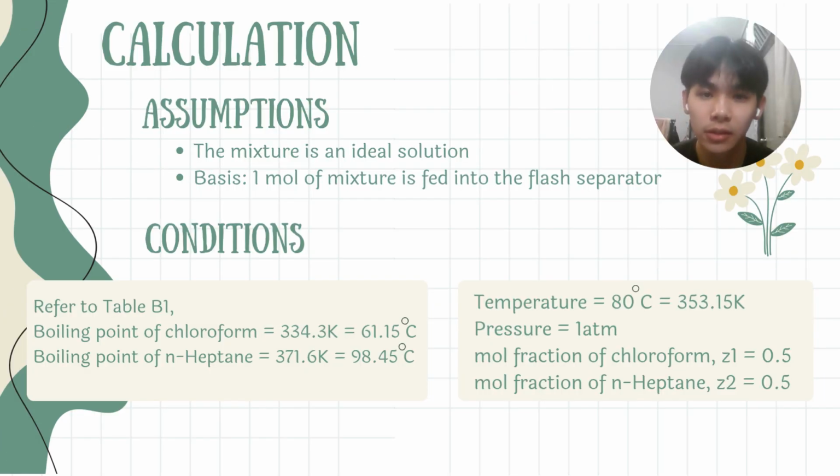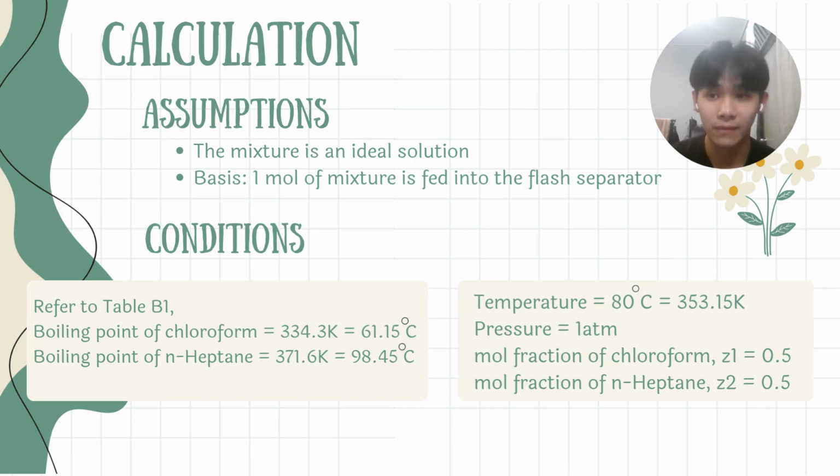For the calculation, firstly, we need to make assumptions. So we assume that the mixture is an ideal solution. And for the basis, 1 mole of mixture is fed into the flash separator. And for the condition, by referring to table B1, the boiling point of chloroform is 334.3 Kelvin, which is 61.15 degrees Celsius, and the boiling point of n-Heptane is 371.6 Kelvin, equivalent to 98.45 degrees Celsius.